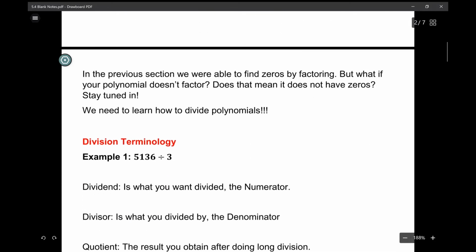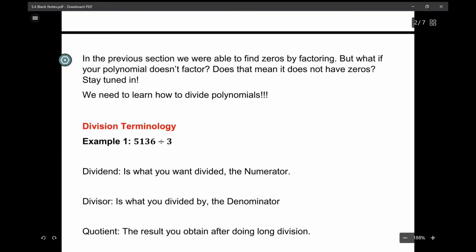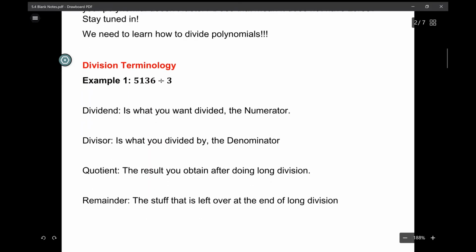All right, so let's recap regular old division. Well, I forgot to mention, the reason we're doing this is before we were able to find all the zeros of a polynomial by factoring it and looking at the linear factors. But what if you don't know how to factor the polynomial? Well, this answers that question. So we're going to learn how to divide them. Let's review our division terminology.